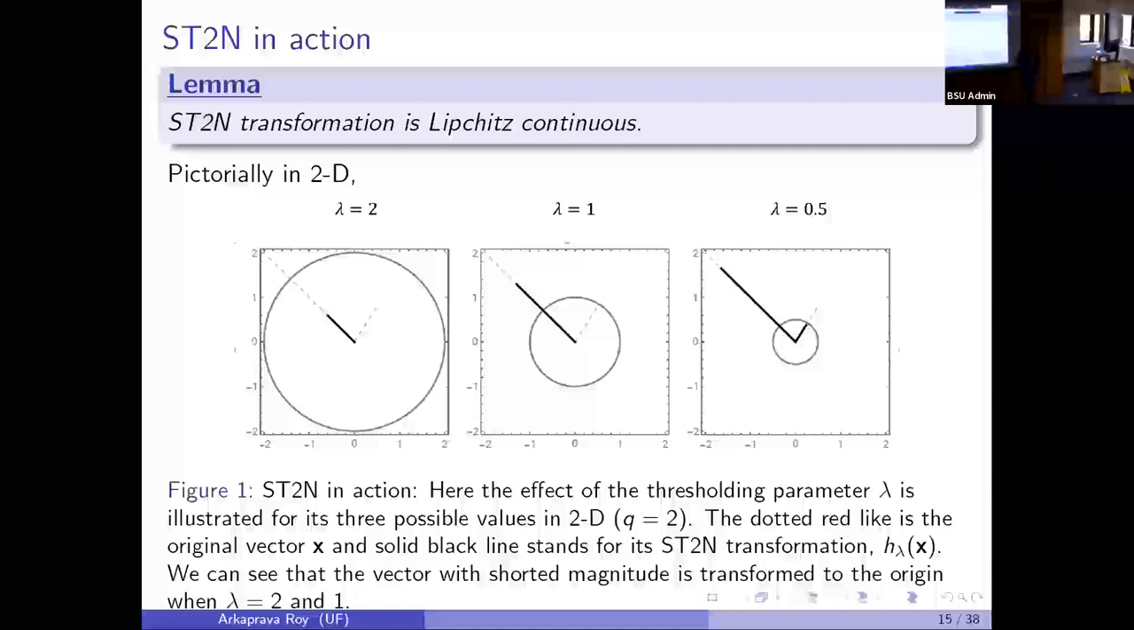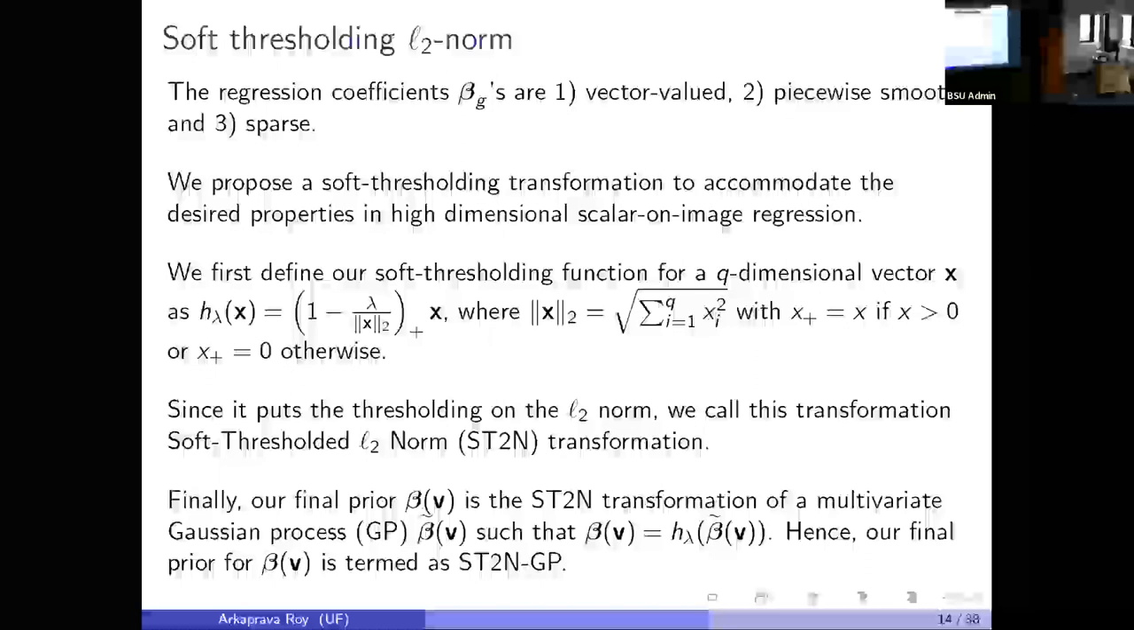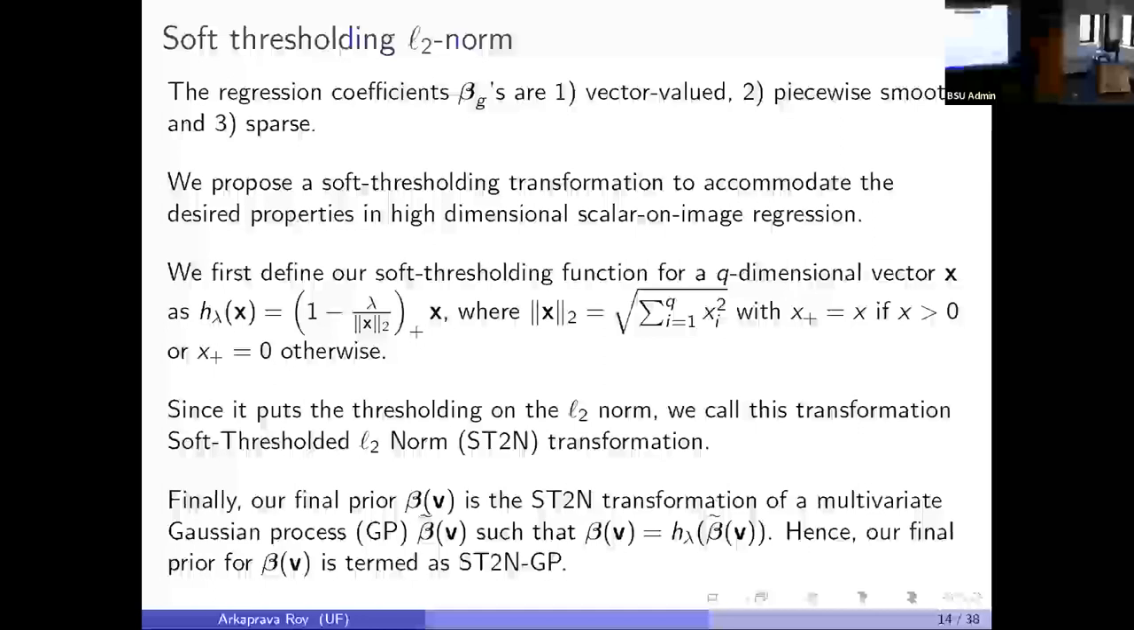So this transformation we use to model the sparsity component of our beta. And since we are essentially shrinking the norm of that vector, we are calling it soft thresholded L2 norm transformation, ST2N. That's where the name comes from. In a single group setting, if we have a vector valued imaging predictor and one group, we can use this transformation to model, where beta tilde v will be an unshrunk coefficient, and then we apply this soft thresholding operation, and then we get beta. So beta will be there in the model, and the prior would be coming from this transformation.